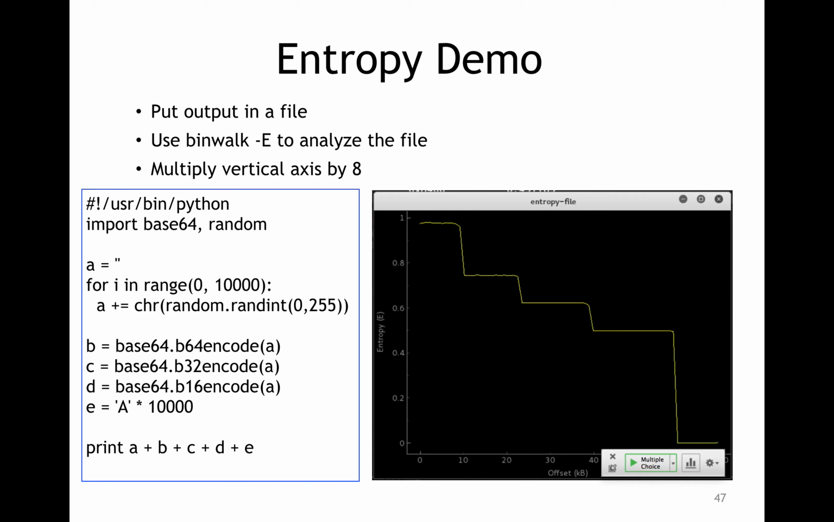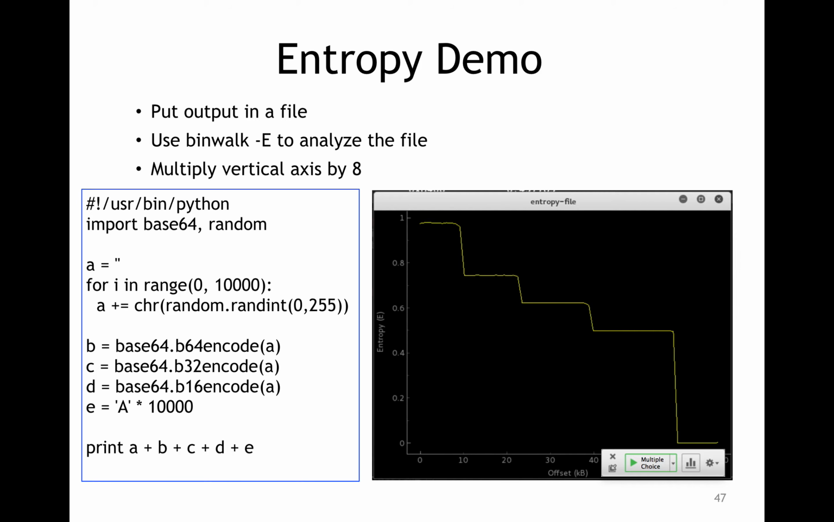I don't think I'll do it. I'll just show it to you. Here's a simple Python code that does this. Makes 10,000 random characters. Then it puts the base 64 encoding, the base 32 encoding, and the base 16 encoding of that, and then 10,000 characters that are all the same.